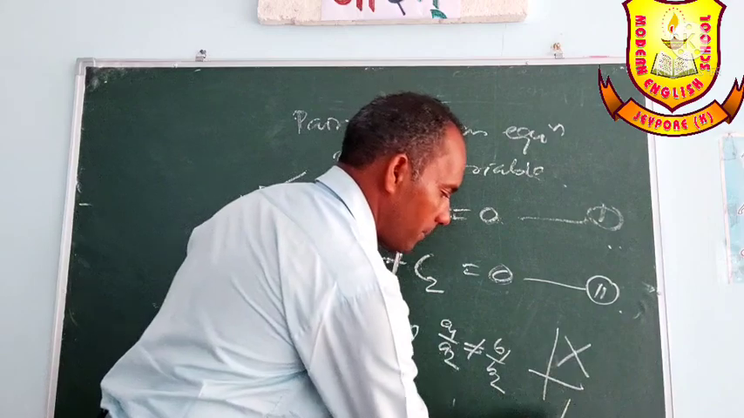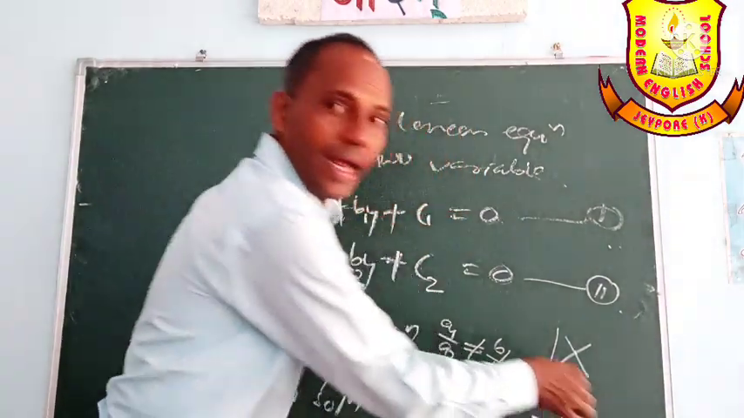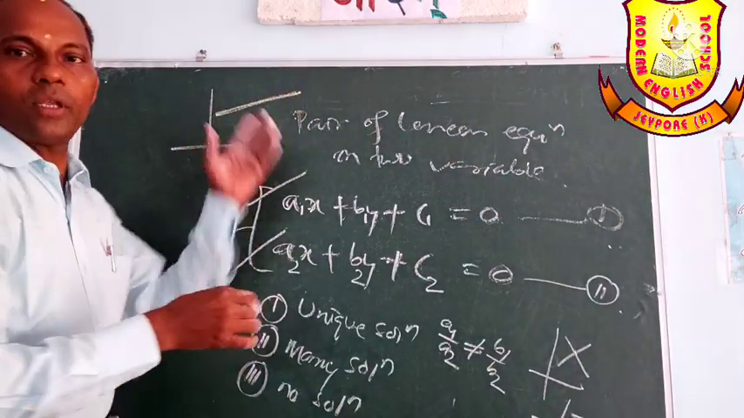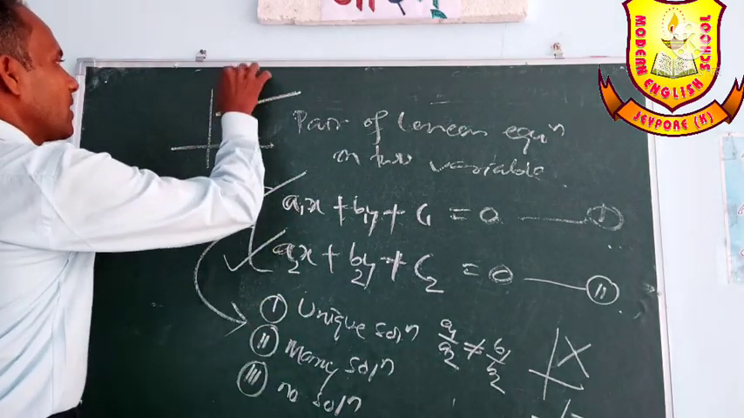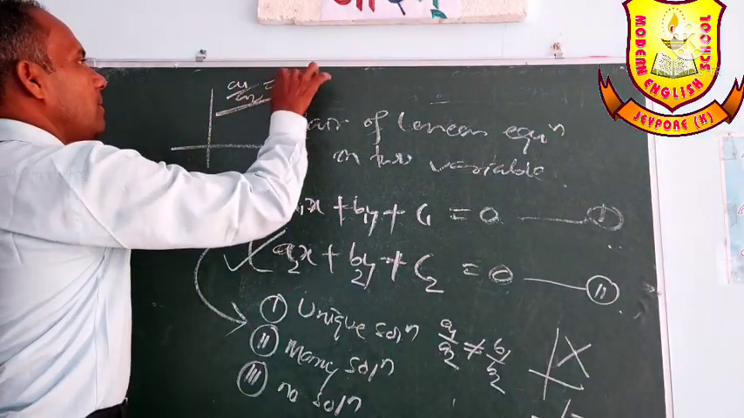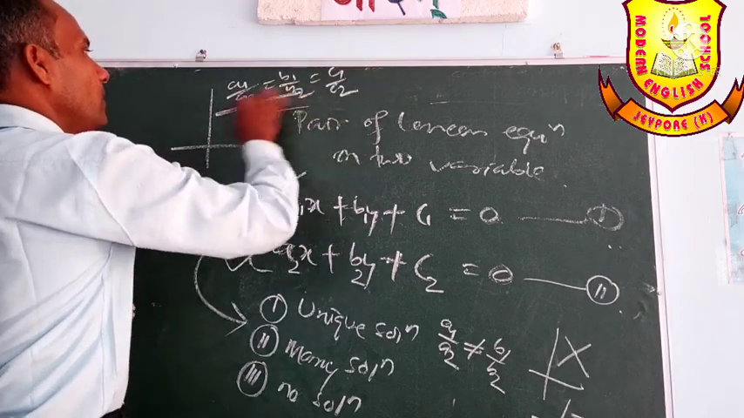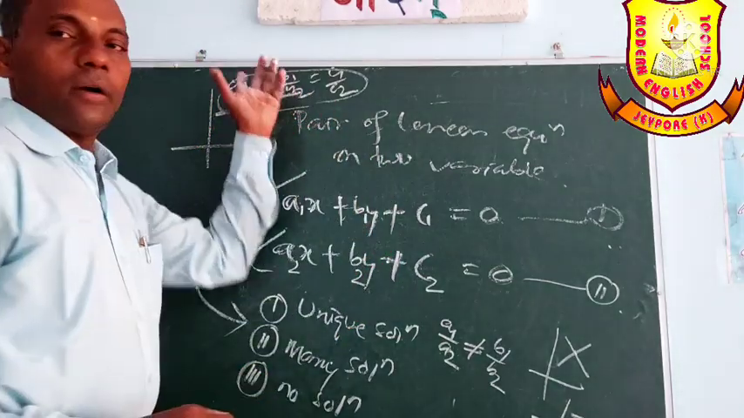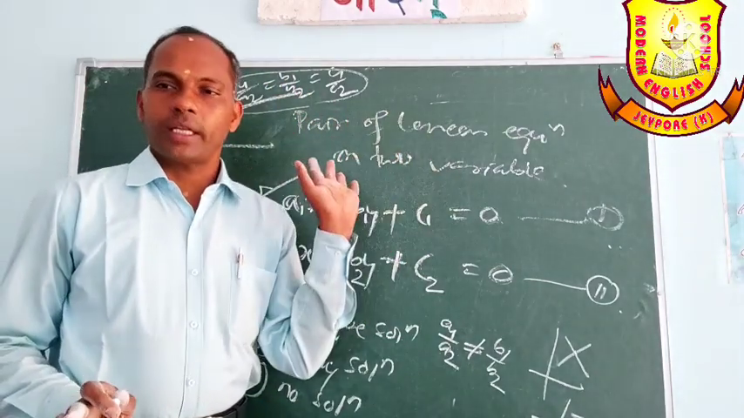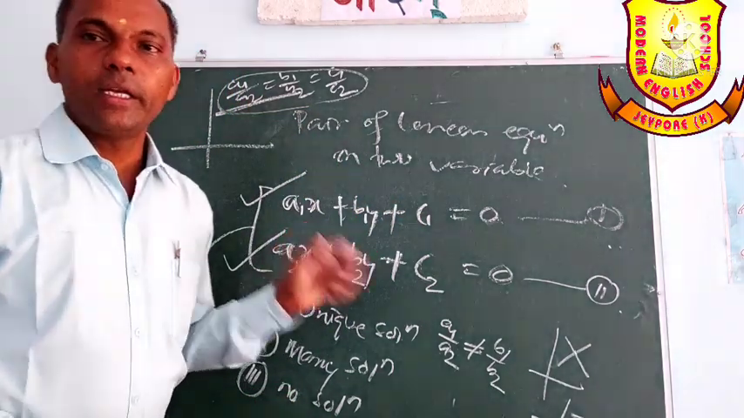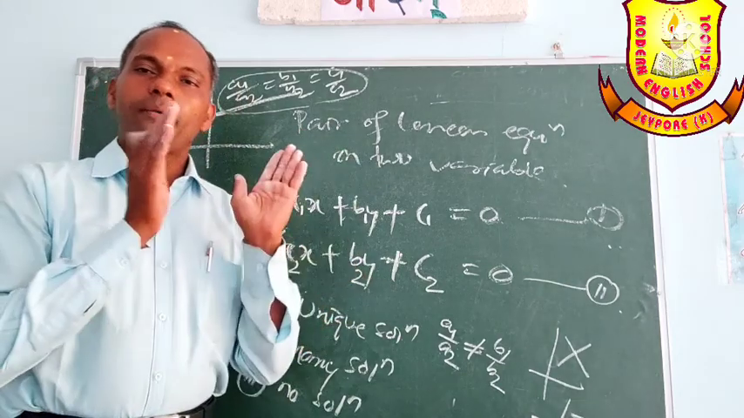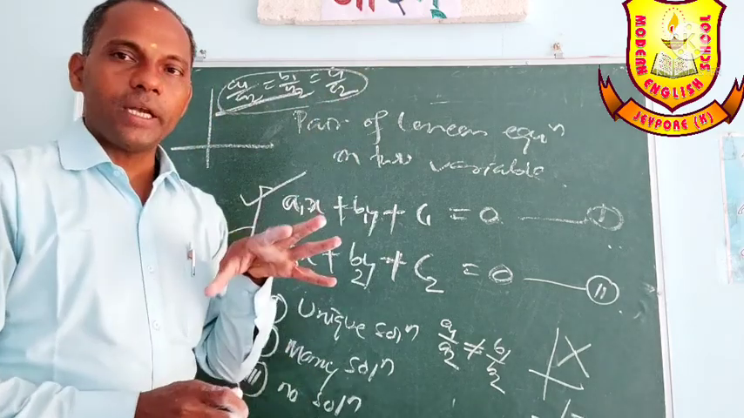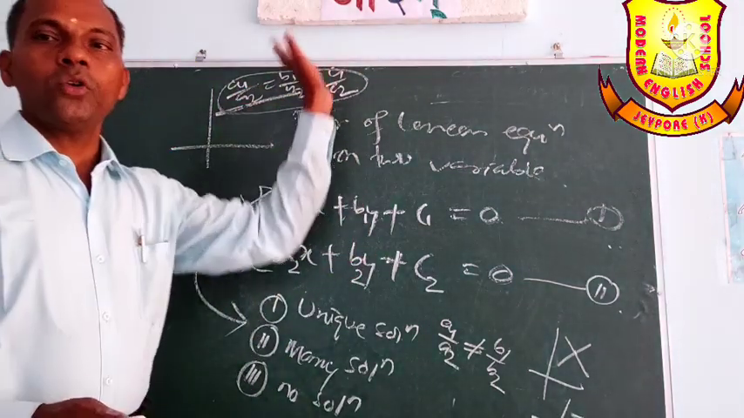But if the graphs overlap, equation 1 and equation 2 both overlap, like here is a graph and here is another graph, they will overlap. In that case, A1 by A2 equals B1 by B2 equals C1 by C2. So there will be many solutions, because each and every point is common. That is a pair of linear equations in two variables having many solutions, with overlapping graphs and the coefficient relation A1 by A2 equal to B1 by B2 equal to C1 by C2.